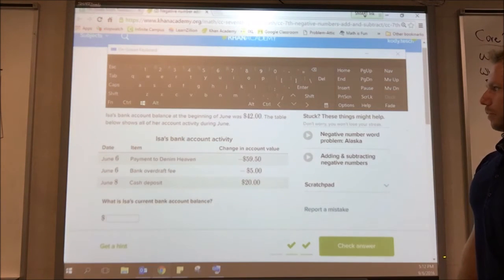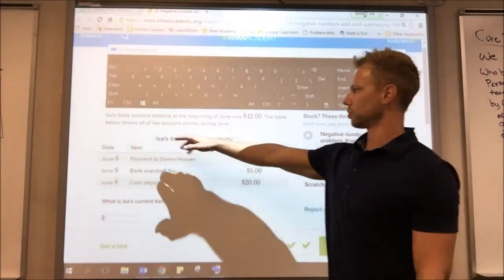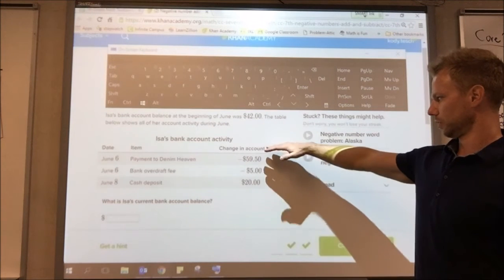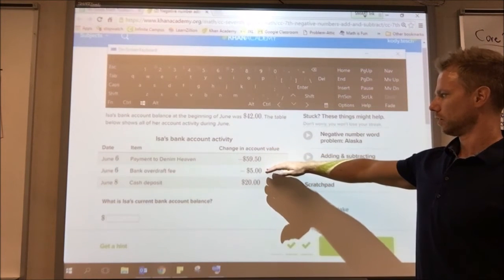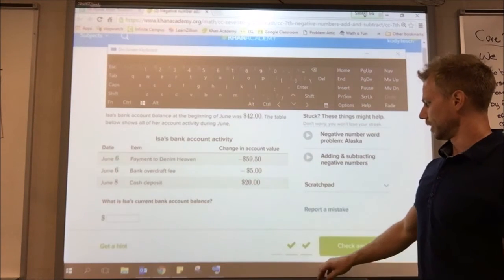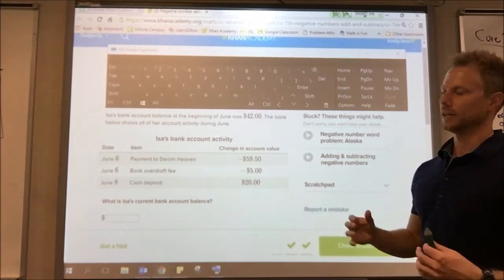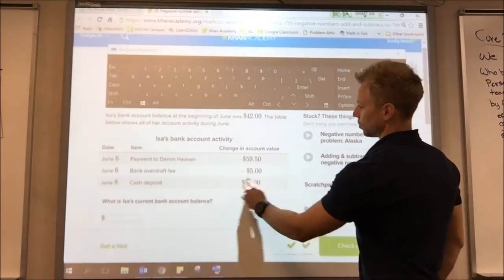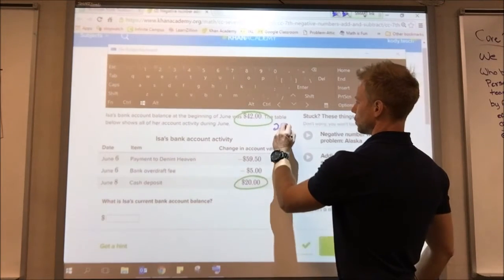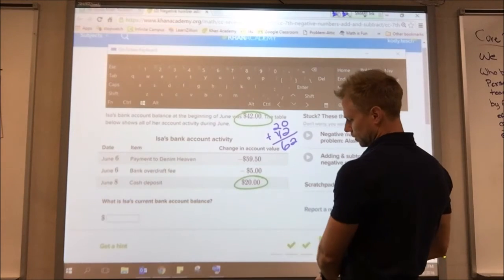Issa's bank account balance at the beginning of June was $42. The table below shows all of her account activity during June. Okay, so there's 2 negative numbers and 1 positive number. So again, we can combine the positive numbers, combine the negative numbers, and then subtract. So we have 20 and 42. If we add those together, we get 62.